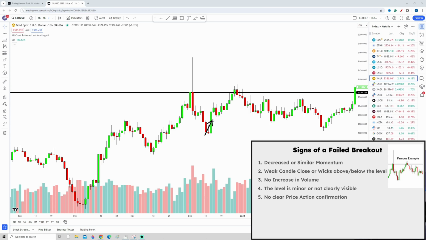But what you also can see here is that the price came up to this level once again, right? And we tried yet another breakout. But in this case, one, we had no increase in momentum. Two, we had no clear candle close above the level. Three, we had no strong increase in volume. Four, the level is still clearly visible, so that is something we still have going for us. But five, we had no price action confirmation. So in this case, four out of five signs were bearish. So this is yet another sign that the breakout will fail, and indeed the breakout failed here.